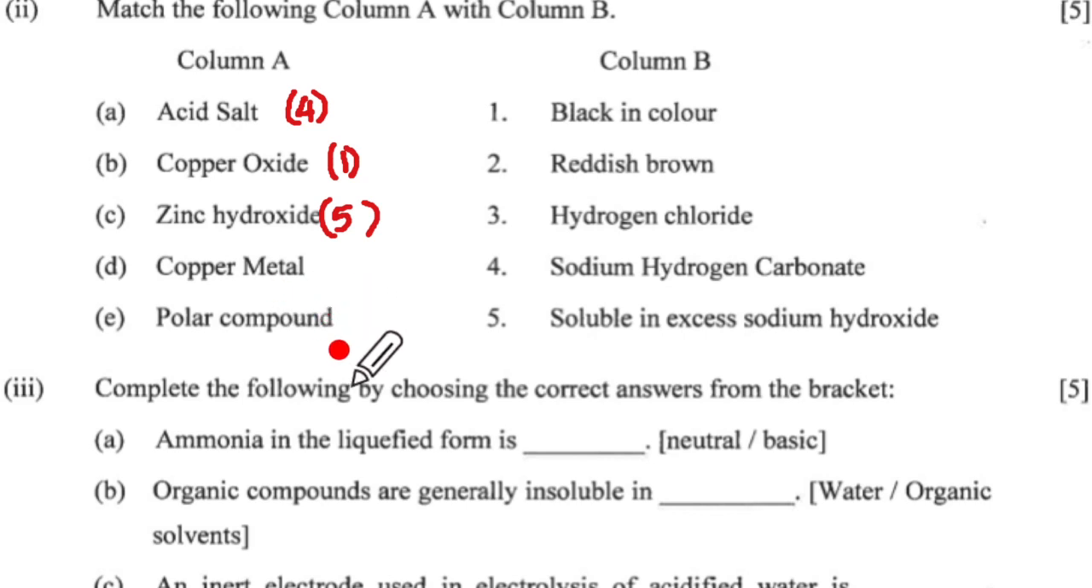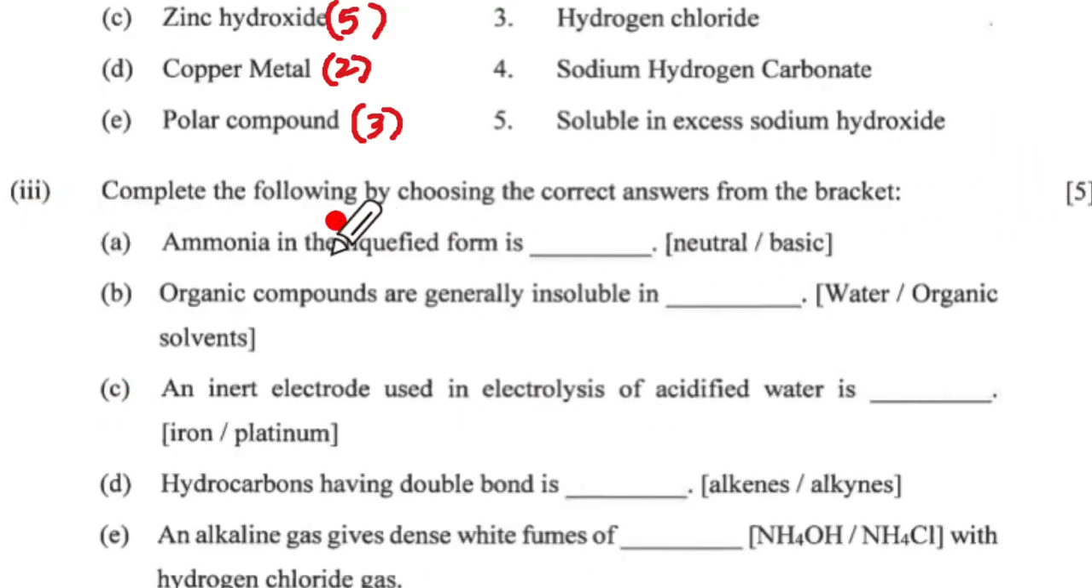Copper metal is pinkish brown, reddish brown. Can you see this reddish brown? So that will be for copper metal. Polar compound. Which one is polar? Obviously hydrogen chloride. It is a polar covalent compound. So that finishes our 5 marks. Let's come to question 2, third part, which is also 5 marks.